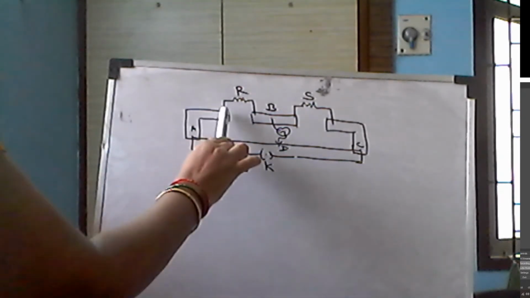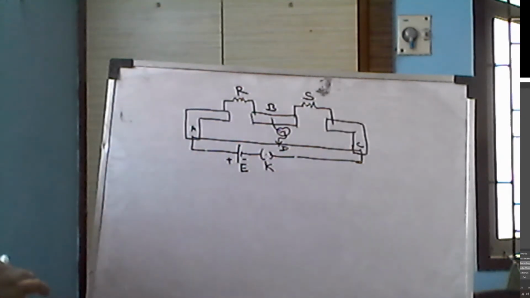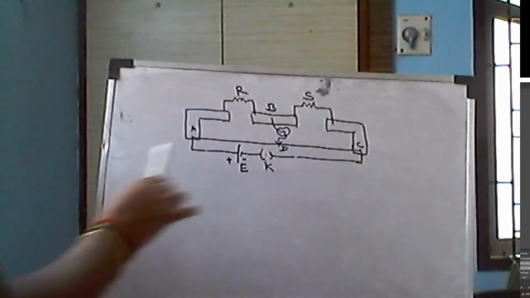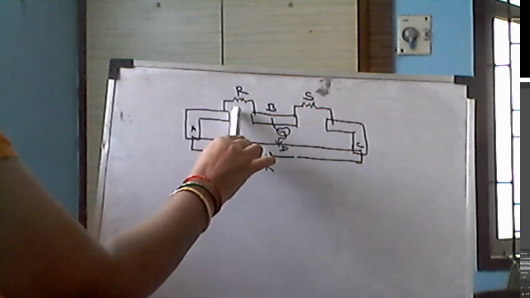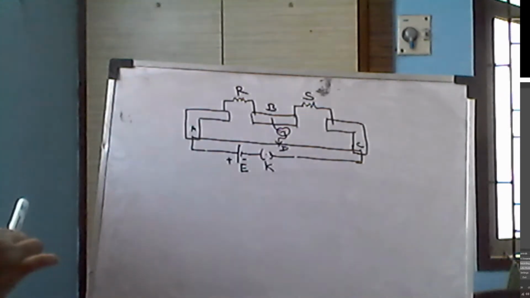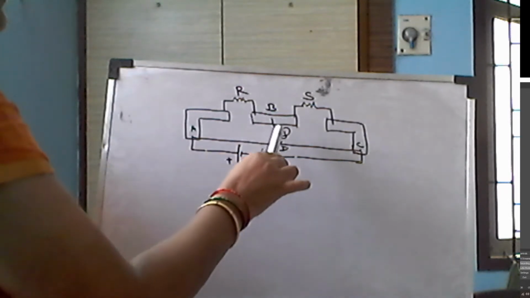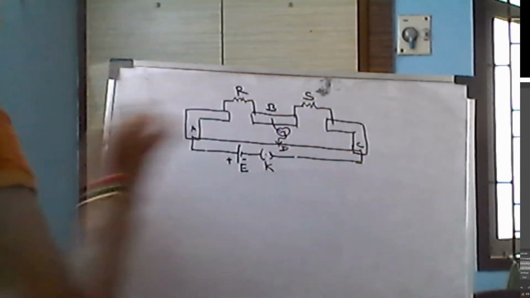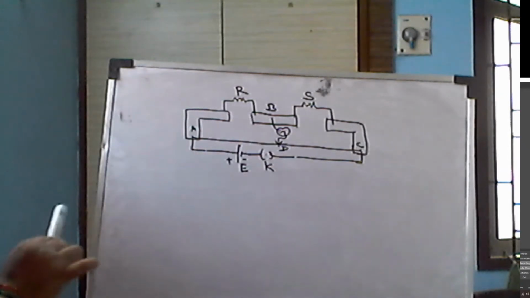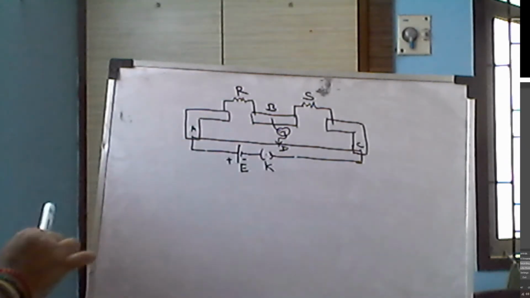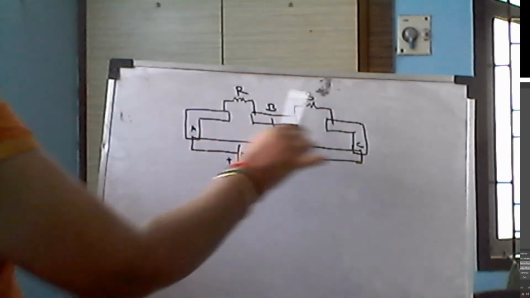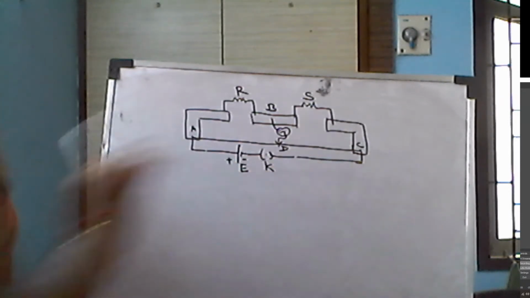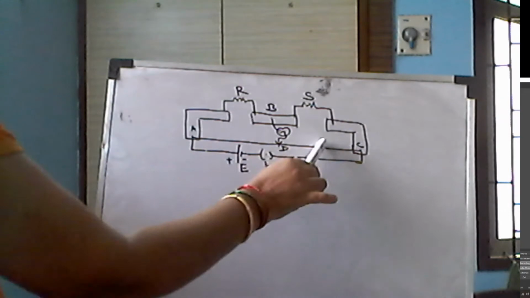This is your copper strips, thick copper strips to allow the current, and this is 1 meter wire, either nichrome or manganese wire. Between A and C the battery is connected, the left gap R is connected, the right gap S is connected, and at the center the galvanometer is connected, further connected with the jockey. You adjust so that the galvanometer current will be 0. At that condition, you compare the resistances and lengths: R divided by S is equal to L divided by 100 minus L.